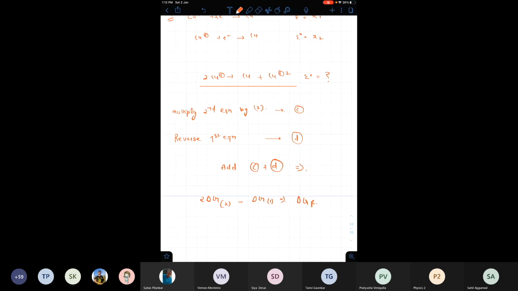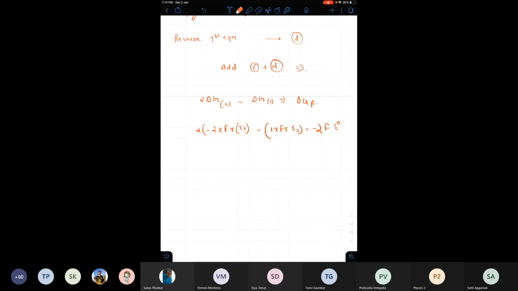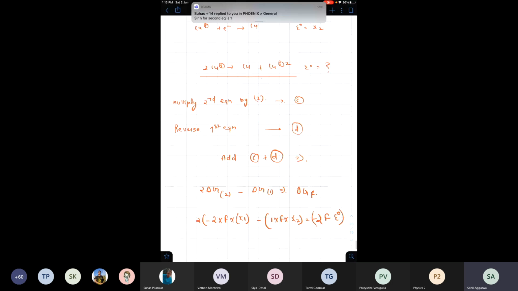Now put in their values. 2 into minus nFE, minus nFE is equal to minus nFE. Any doubt in nFE in all the three cases? Yes, according to the reaction, it's one only, right?